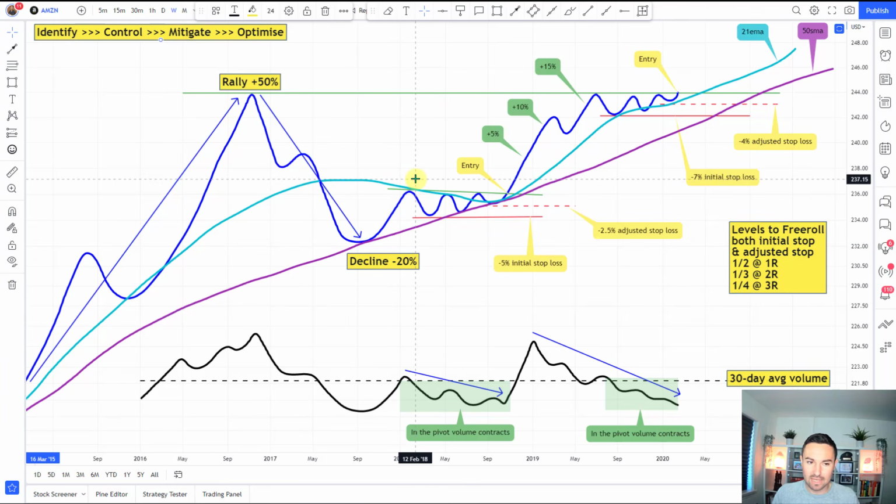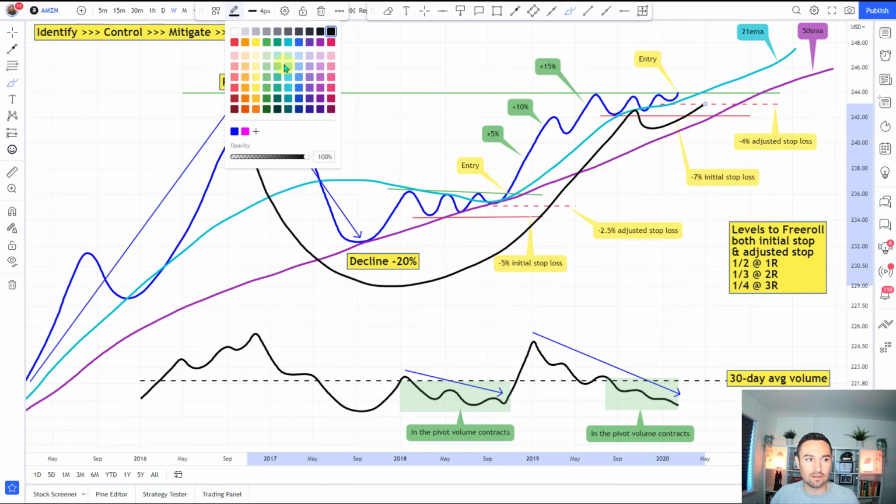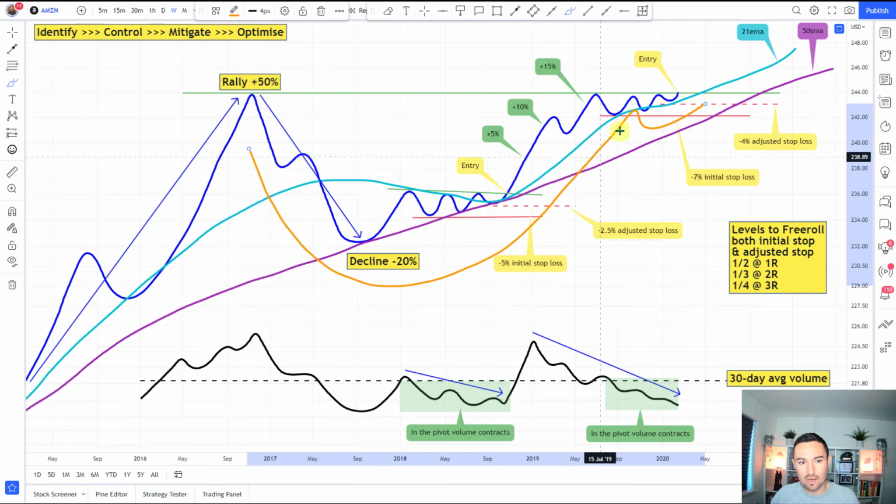Now for the VCP, commonly you are going to see a series of contractions, and those contractions are better if they're making higher lows. So it can be a VCP within the context of a developing base, because some of you could look at this as well and go, well, this is also a cup and handle type pattern. If I make this orange, can you see this? This is a cup and handle type pattern.